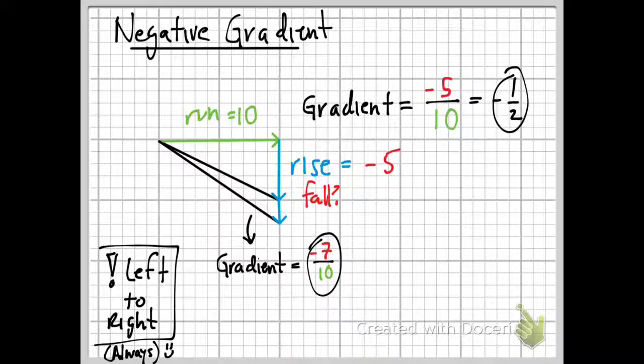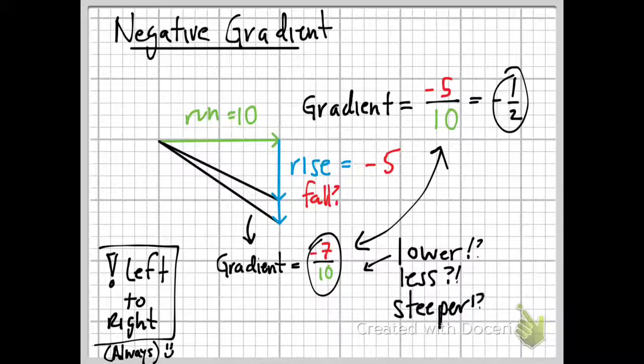Now, if we look at these two numbers, we thought this was going to be a bigger number, right? But -7/10 is below -5/10. It's further down. It's less than. It's lower, right? It is lower, and it is less than. But is it steeper? The answer is yes. Okay, so this is where it gets a little tricky. It's a lower number, but it is bigger.